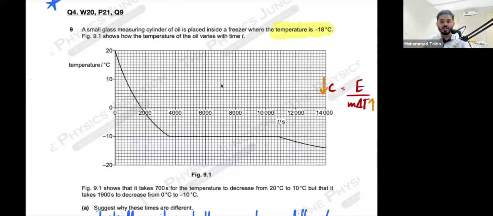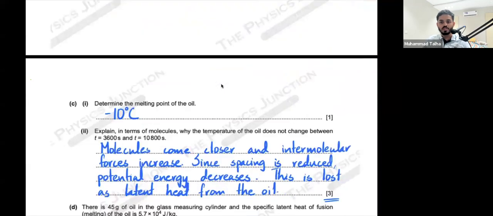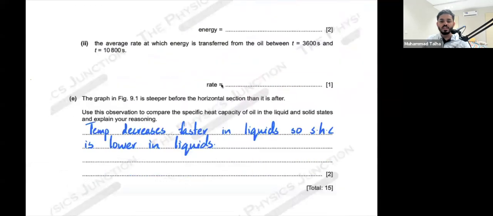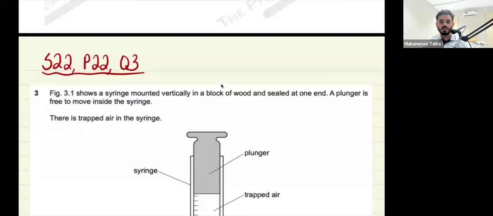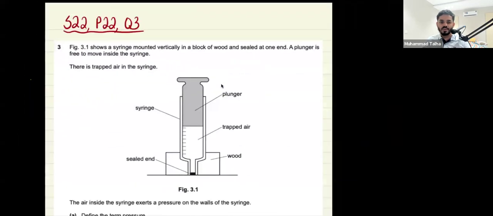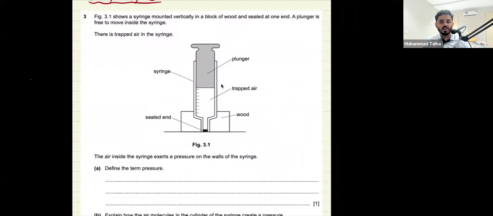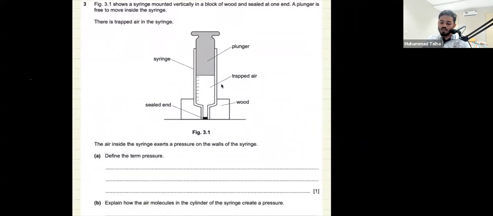Yes, latent heat of vaporization and fusion is not in your syllabus anymore. Not even specific latent heat. It's just latent heat and what it means in terms of work done in molecules. Again, a question like this we have done, so I'm just going to skim over this. I'm not going to write out an answer.